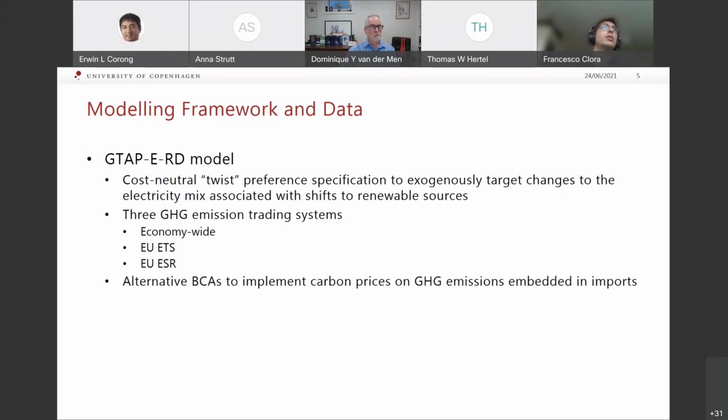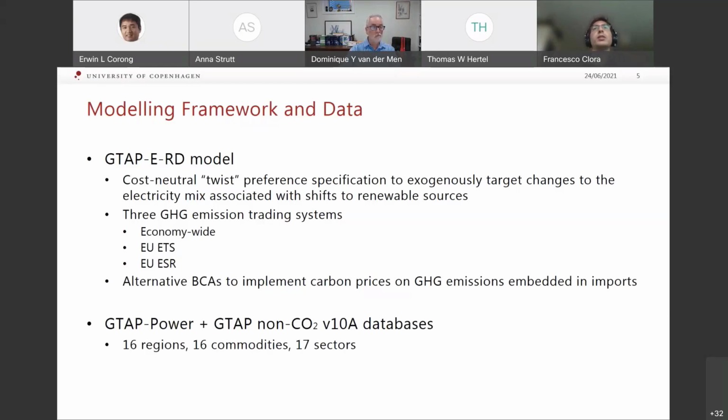Finally, within the model, we also coded some alternative border carbon adjustments, so we can implement carbon prices directly on greenhouse gas emissions embedded in imports. And here we have different border carbon adjustments with different geographical and emission scopes.